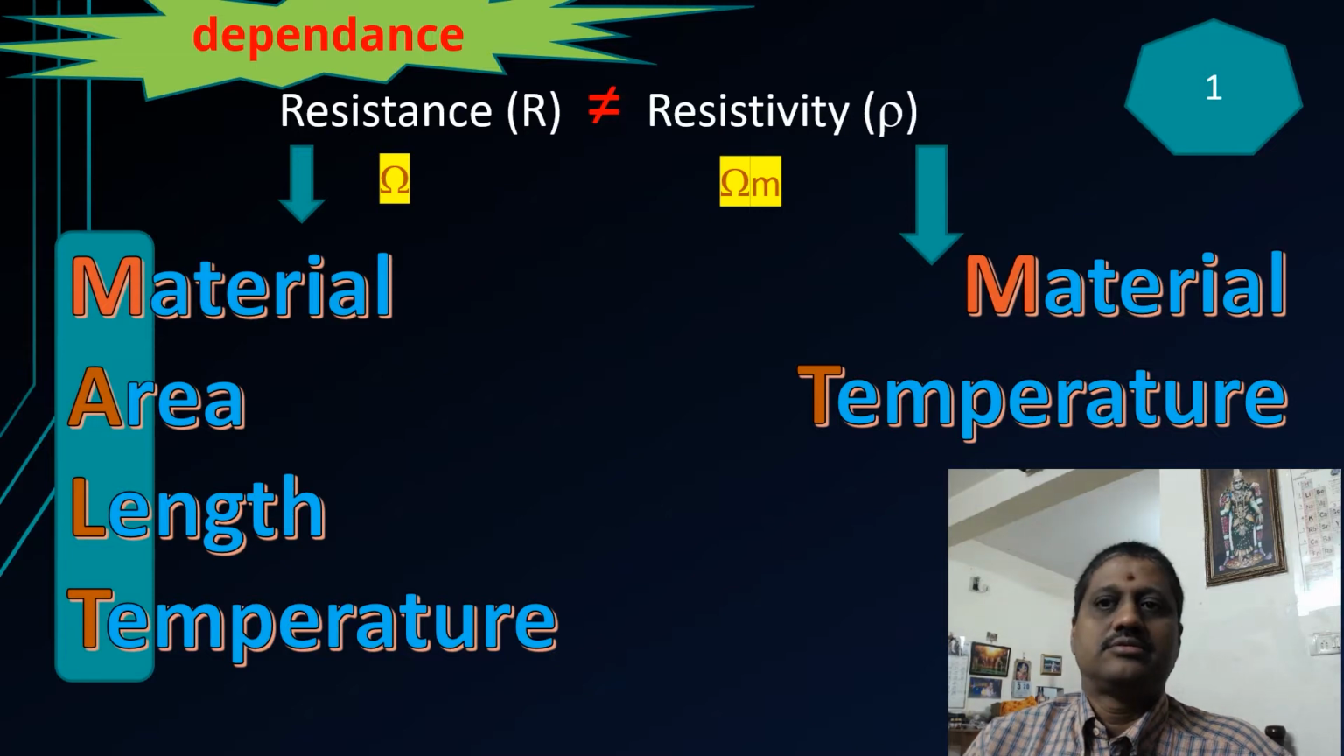First, the point is how it depends. Resistance depends on material as well as geometry. We can remember four factors it depends on: material, area, length and temperature, which we can remember as MALT. But resistivity depends only on material and of course temperature. So, the dependence first differentiates.